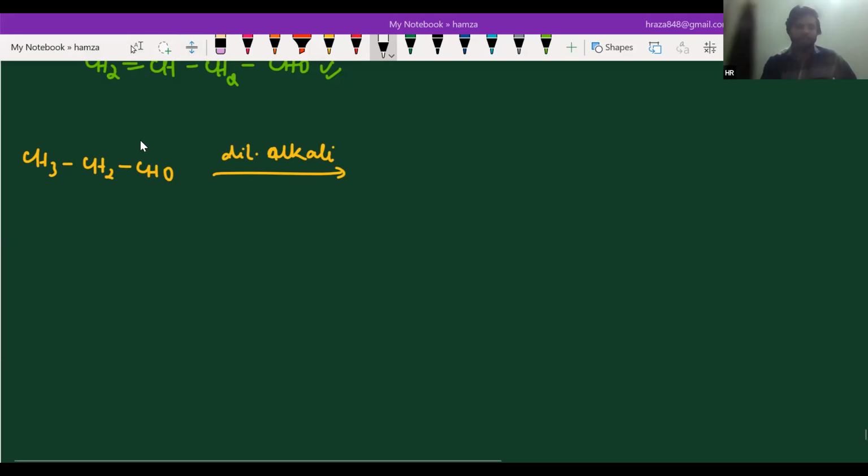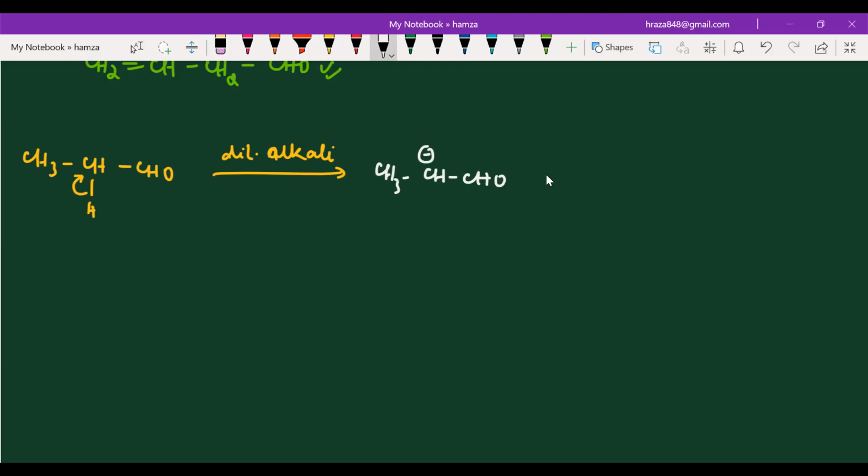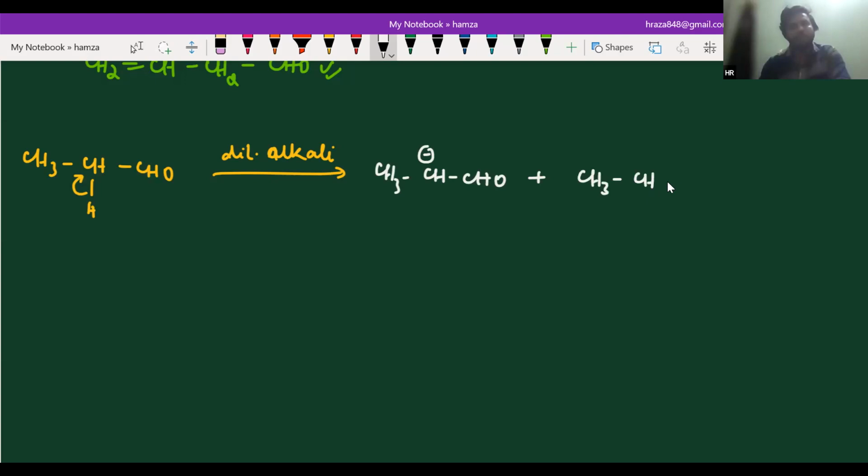Now see. Can you tell me, in this carbon 1, 2, 3, which one is the alpha carbon? Is it one, two, or three? Second one, second carbon. So I'm going to write this, and it will give electron to its carbon, and you will get CH negative, and then CH3CH2 negative.